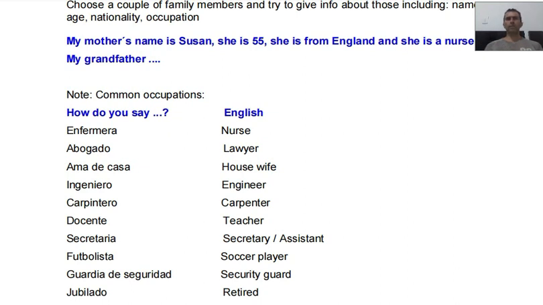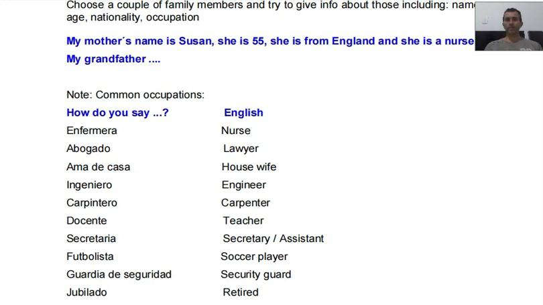For example, my mother. My mother's name is Susan. She's 55 years old, of course. She's from England. She's a nurse. Let's give one more example. My grandfather. My grandfather's name is Robert. He's 89 years old. He's from Colombia, from a different country. Alemania, Germany, Italia, Italy, Spain, Spain, Estados Unidos, the United States. And he is, una de las profesiones, podríamos decir inclusive jubilado, which is retired.